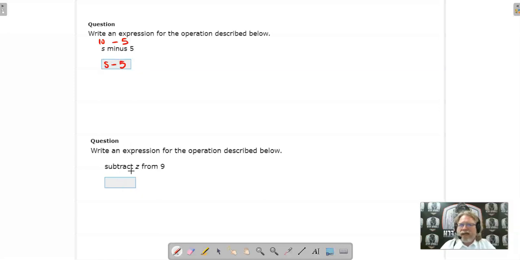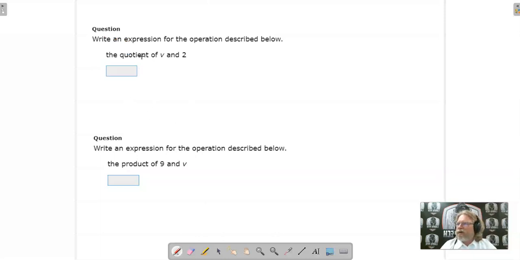Here I have subtract Z from 9. So subtraction. The trick here is to make sure that we don't get them mixed around. So the question is, what are we starting with? Well, subtract Z from 9. So it sounds like we're starting off with 9. Then we're going to subtract what we're taking away. So cross that over so he knows it's z, not a 2. And so 9 minus z. That would be subtracting z from 9.